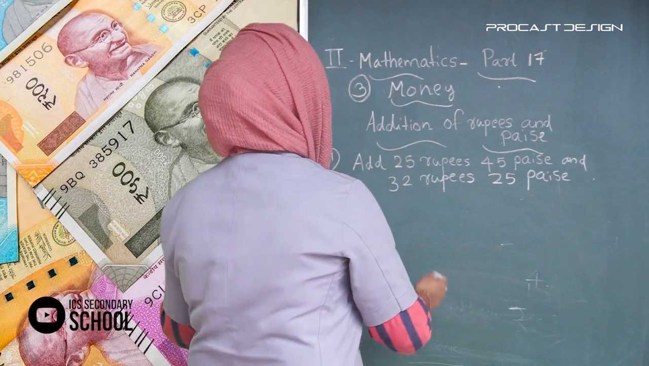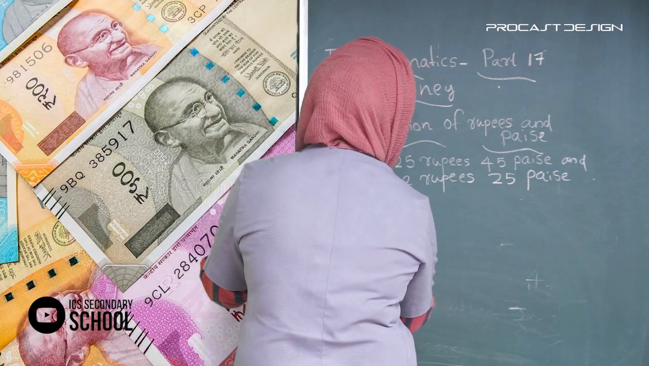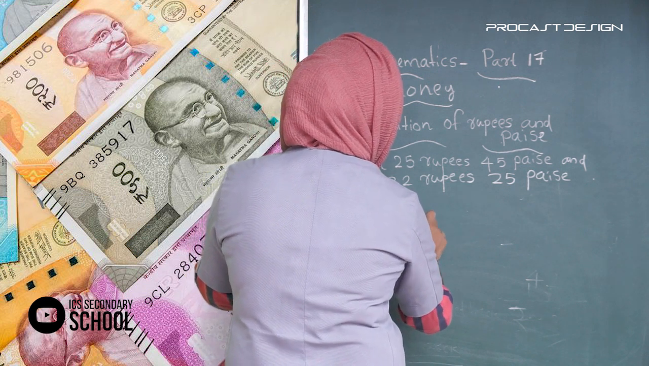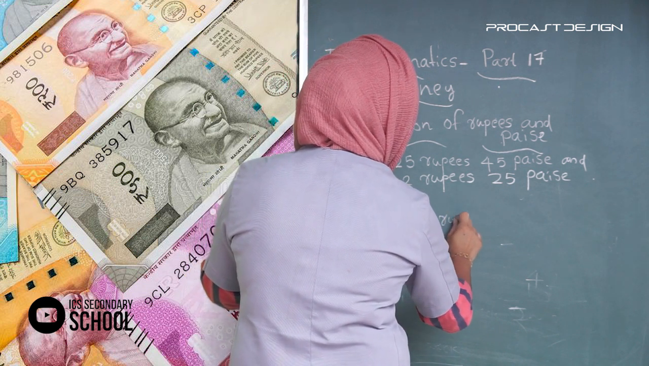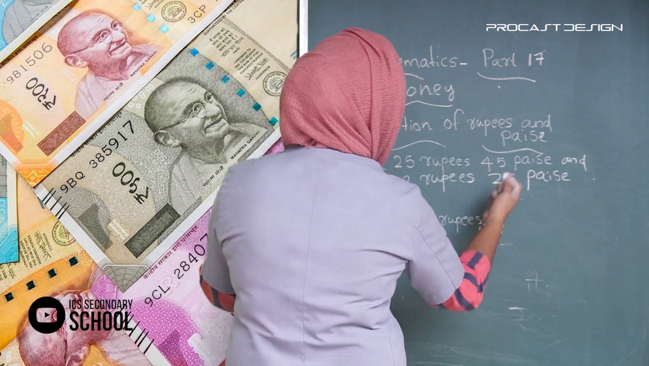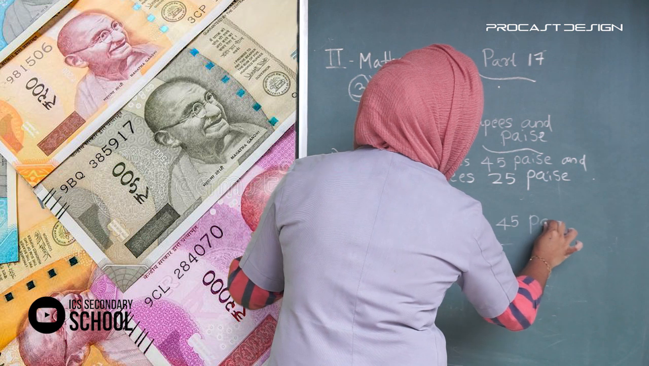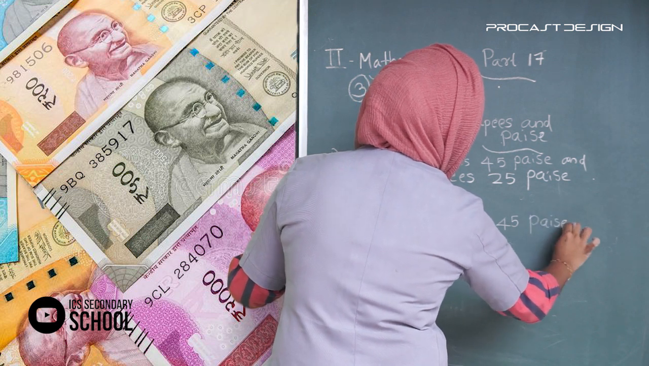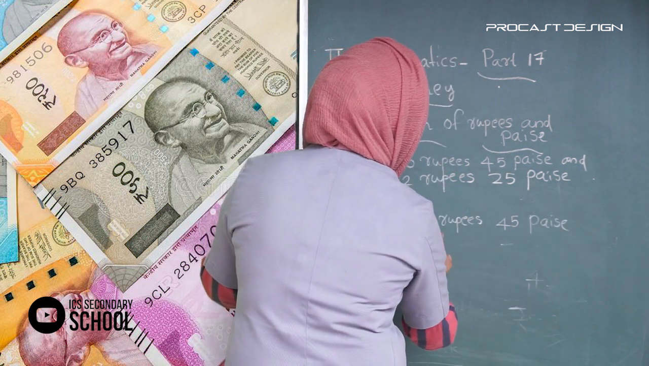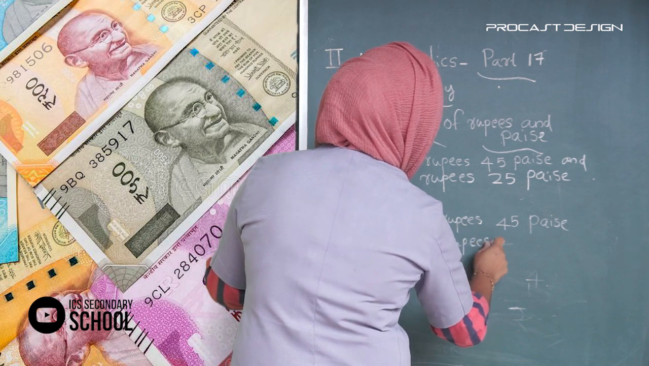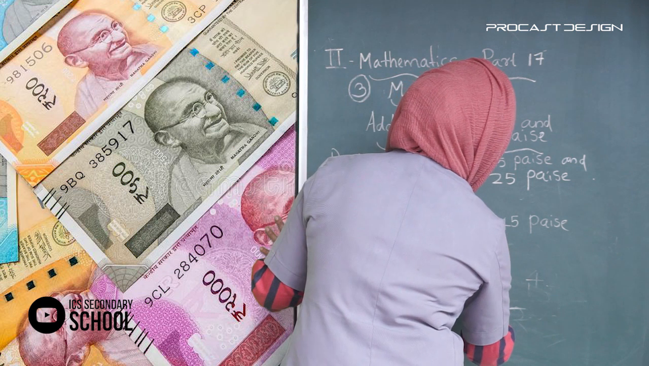Yes, first we write 25 rupees 45 paise, 32 rupees 25 paise.